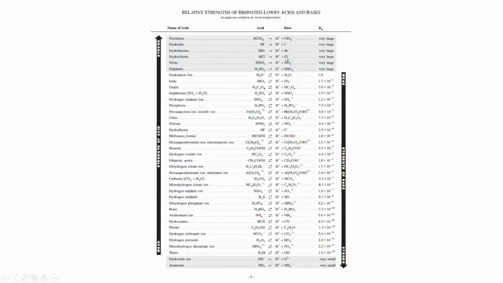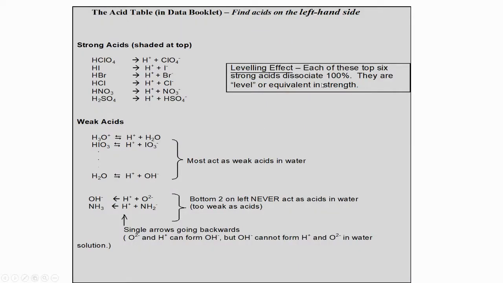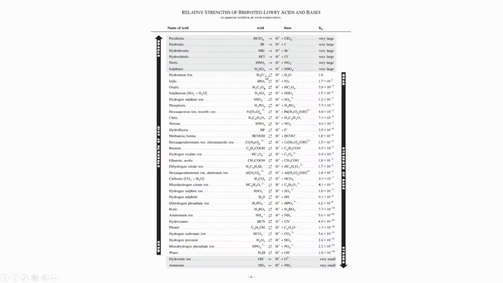All the rest of them, we call them spectators. They're just floating around, not doing anything in the solution. So, leveling effect, all six of these are strong. Weak acids, they're going to form an equilibrium. Also, looking at the table.